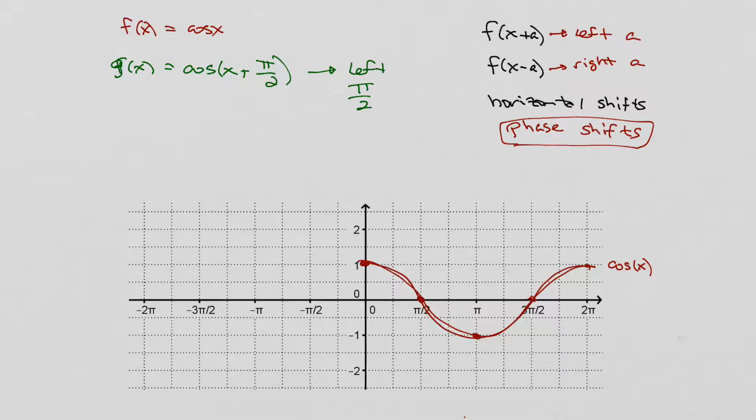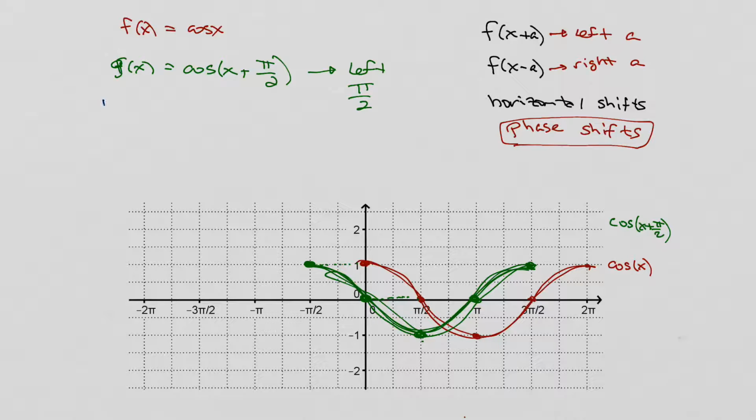So this point at 0, 1 gets pushed over to the left by pi over 2 units to there. This point at pi over 2, 0 gets pushed left to there. This point gets pushed to there. That one goes to there. And this one goes to here. And it's going to look something like this. That green one is cosine of x plus pi over 2.